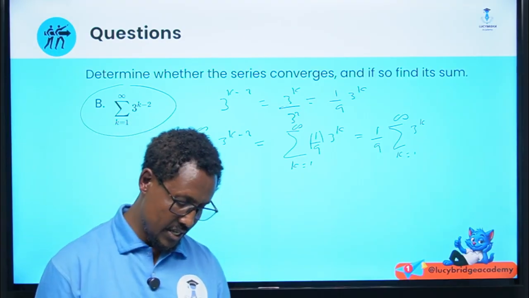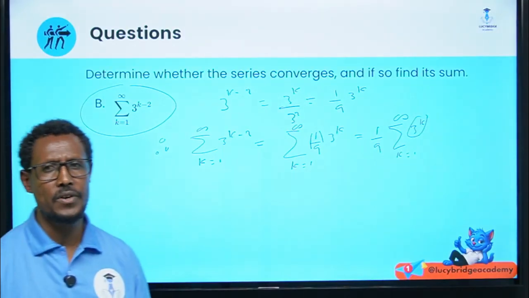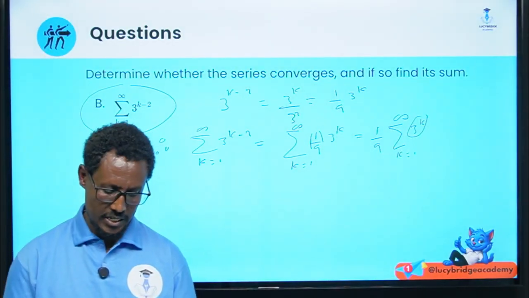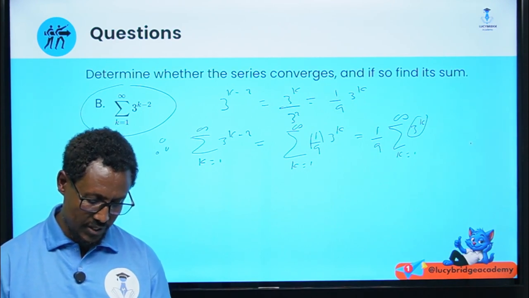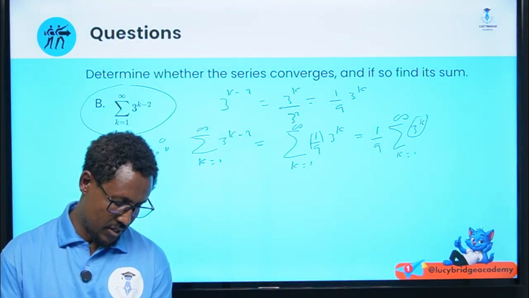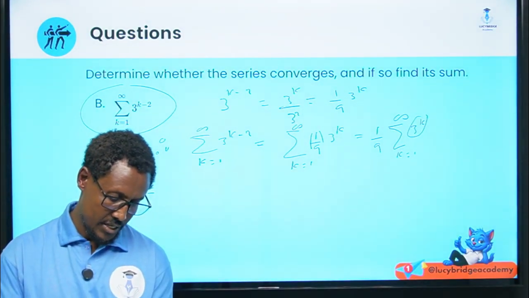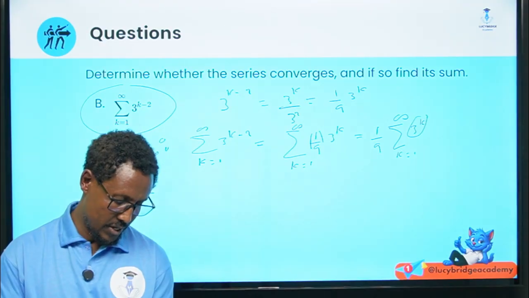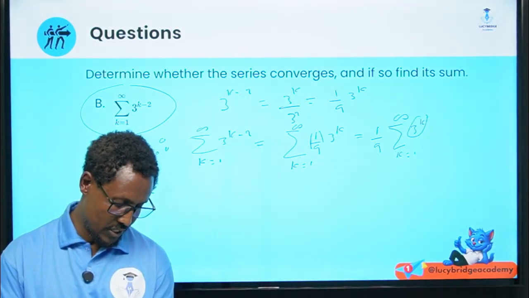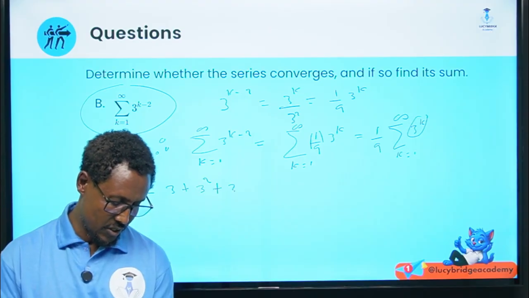In this case, look at the sequence 3 to the power of k. The sequence 3 to the power of k is not a convergent sequence, okay? It is a divergent sequence. Why? What is the first term? Where k starts from 1 to infinity, the first term is 3. The second term is 3 squared. The third term is 3 cubed. It continues like this.